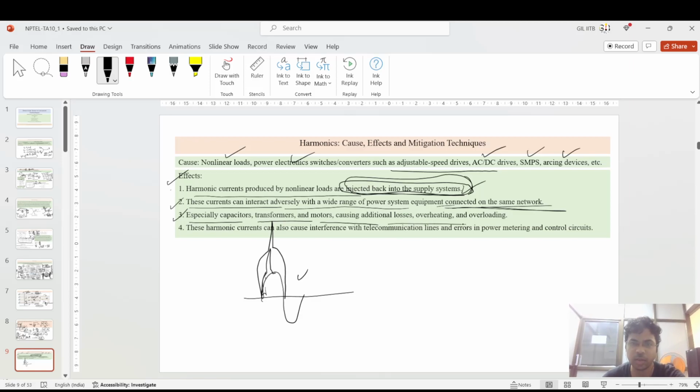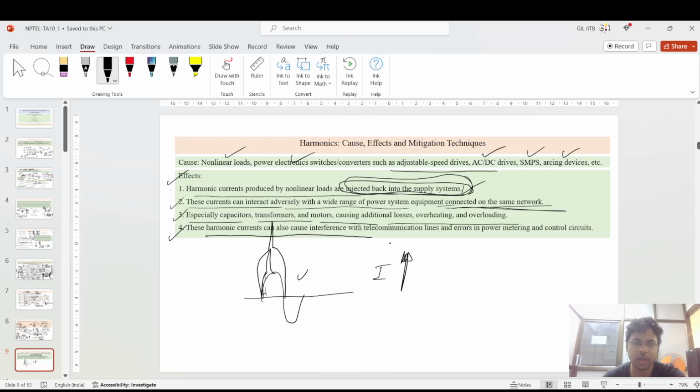Coming to the third part, specifically the capacitors, transformers and motors, causing additional losses, overheating and overloading. And overloading in what sense? Because a sudden increase in current will be there. Suppose sudden spikes and certain notches are there, so that can create sudden high overheating in the system.